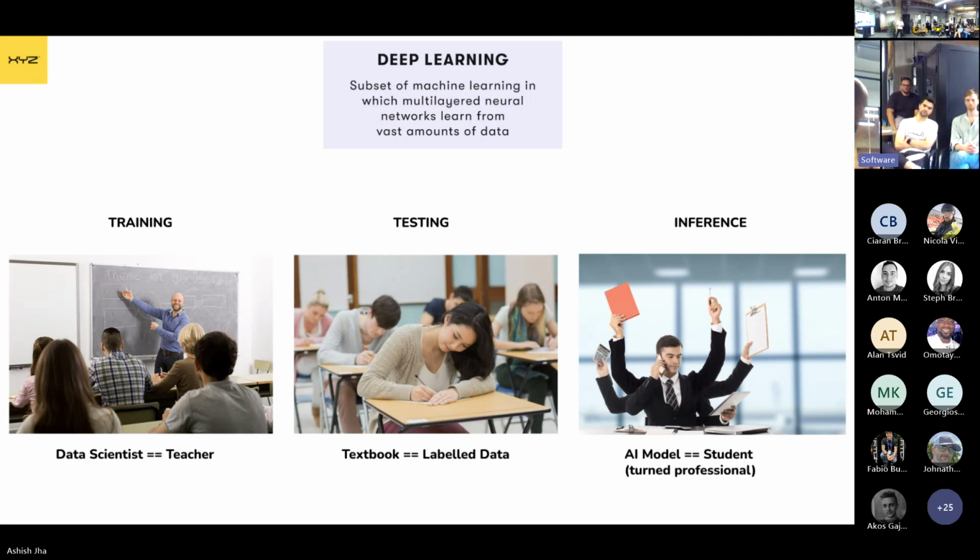And to complete the picture of the analogy, the data scientist in this case is the teacher who is trying to teach the model, who is the student, the AI model turned professional in that picture. And the textbook is the labeled data. So that's the resource that the data scientist is using to teach from.